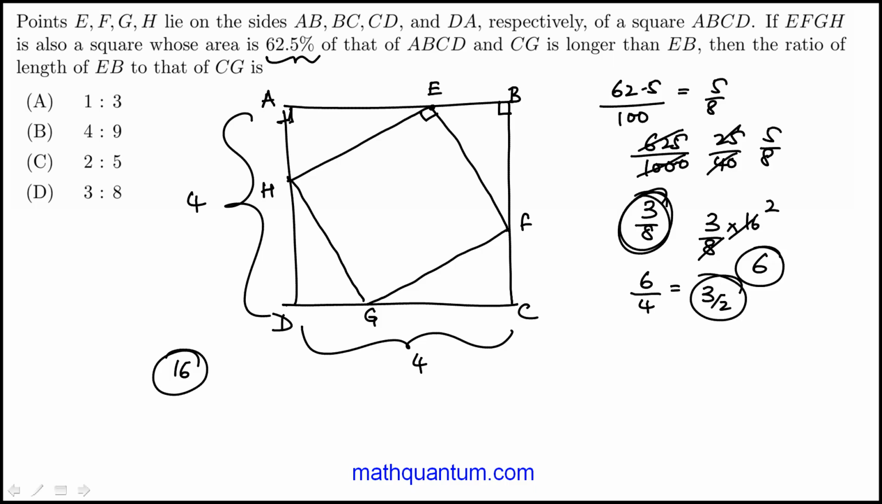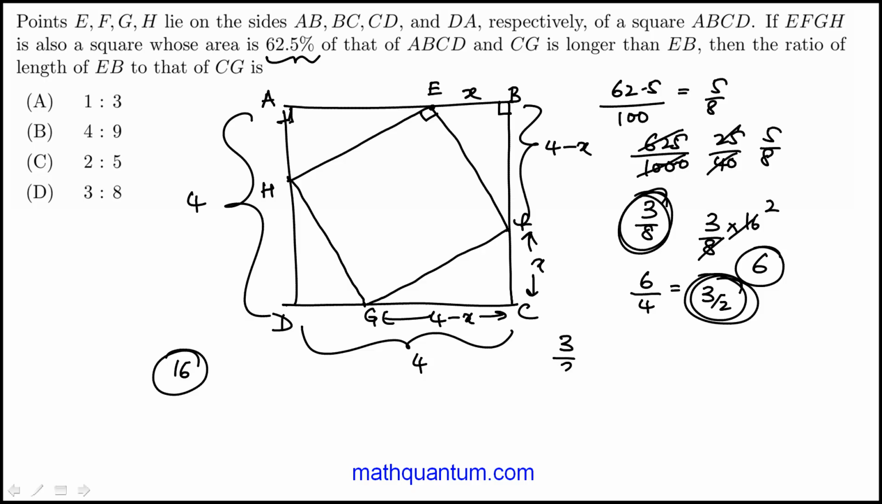Now here, EB, if that's x, and then in that case, this would be 4 minus x, because this would be x. They're all congruent. And CG is 4 minus x. So that means that I can apply either the Pythagorean theorem or I can apply the area. So you could do the Pythagorean theorem as well. They both give you the same answer.